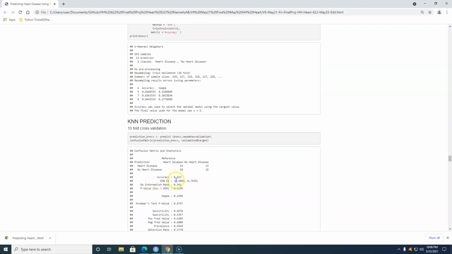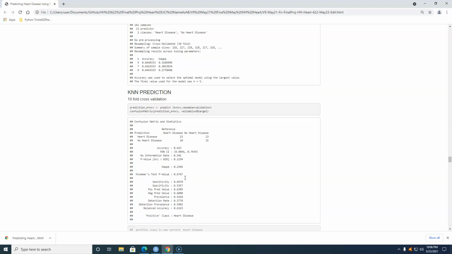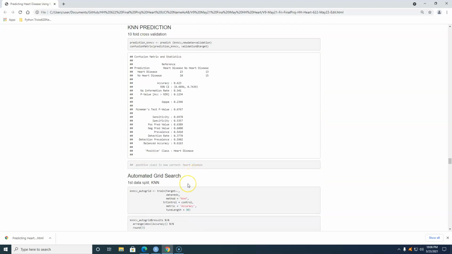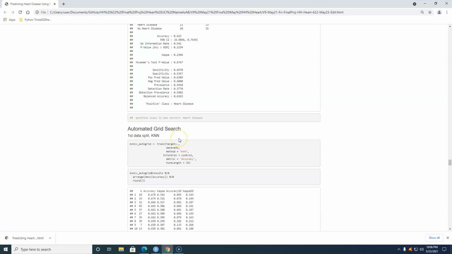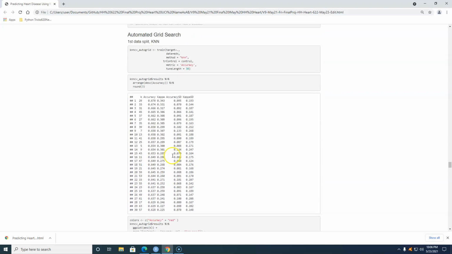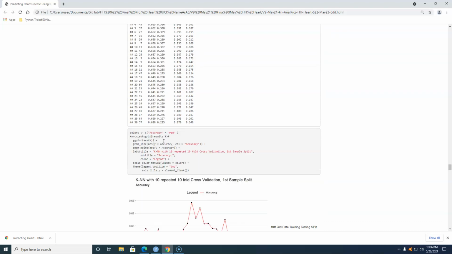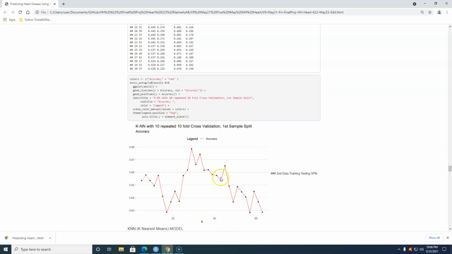And then the prediction is 62.3 for heart disease. For the automated grid search, here is the list of the accuracy, and here is the plot visualizing those results. So as we can see, as K increases from 1 to 100 nearest neighbors, the accuracy goes up and down and then goes back up.